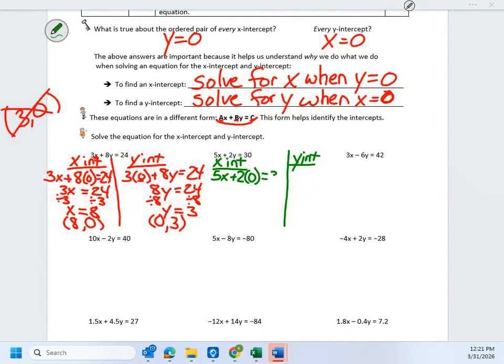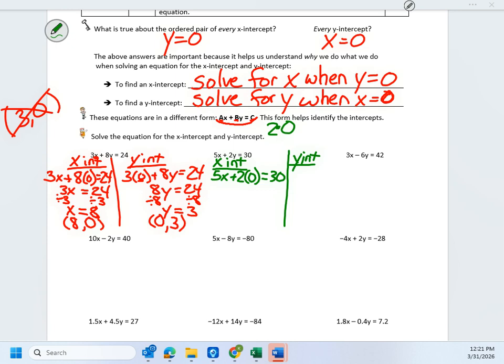So 5x, that's 5 times x, plus, we don't want to just say 2, 0, because if you say 2, 0, I'm going to think it's 20. So we want to be careful. You can say 2 times 0, and either way we write it, 2 with the multiplication symbol and 0, or 2 with the parentheses 0, both of them mean multiply. So you want to say 2 times 0 to keep it straight in your head that we're multiplying there.